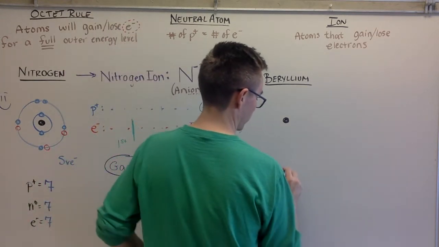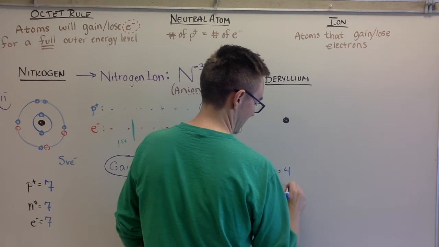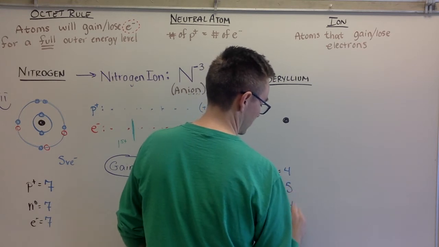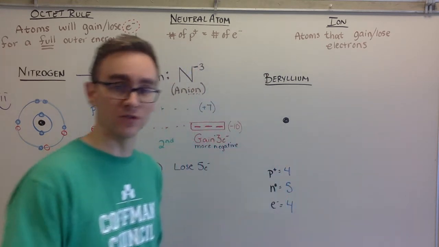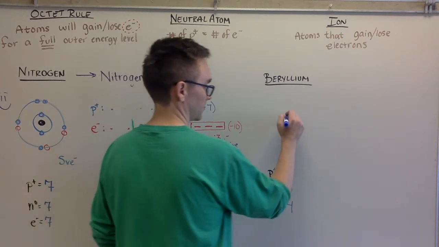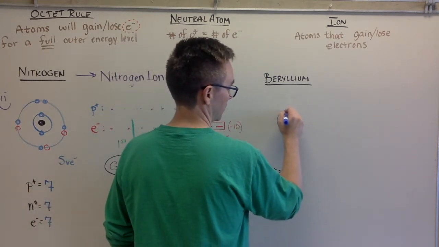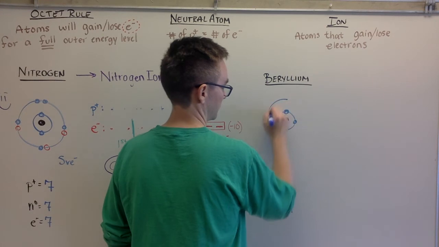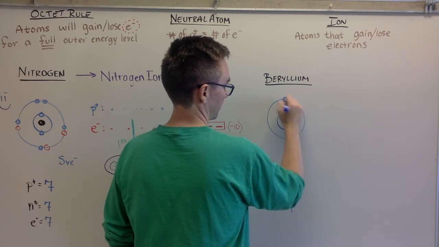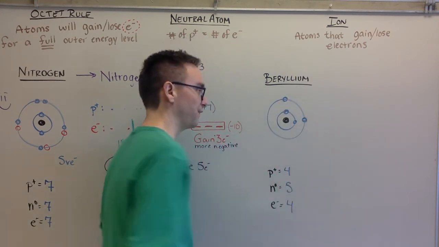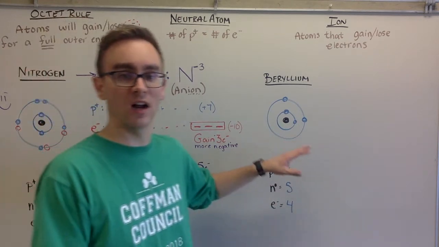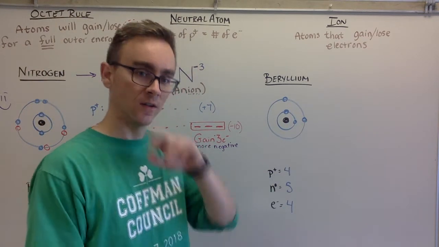So let's start with what we know. It has 4 protons. Do the math, it has 5 neutrons and 4 electrons to start. We'll start with the neutral atom. All right, so let's go and draw that there. 1, 2, 3, 4. So we have 4 electrons, 2 valence electrons.